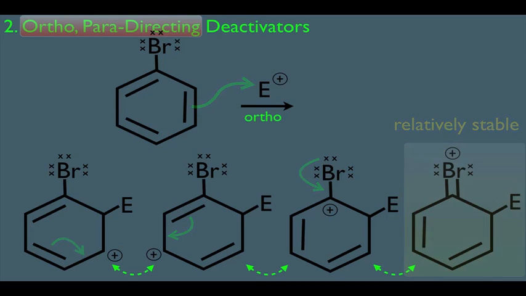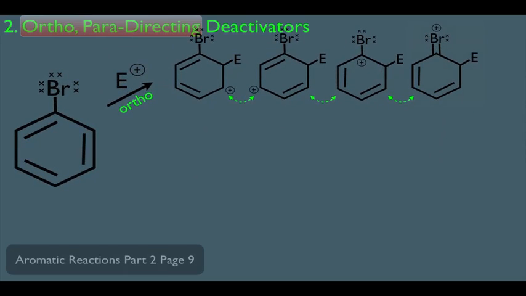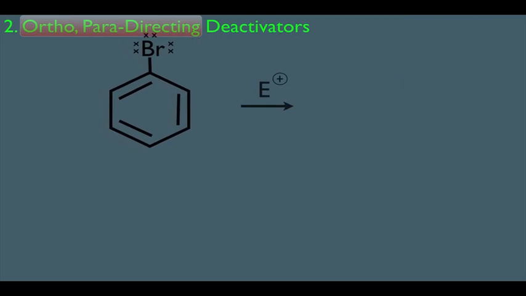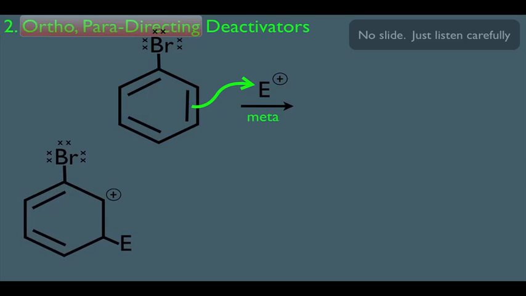So again, that's our analysis here. Let's keep track of that and put it up here. And let's remind ourselves that we do get this relatively stable intermediate. All we have to do now is quickly evaluate the meta and the para addition. So let's look at meta here. Again, first step of the mechanism is this. We're going to add meta, which means this is our first intermediate.